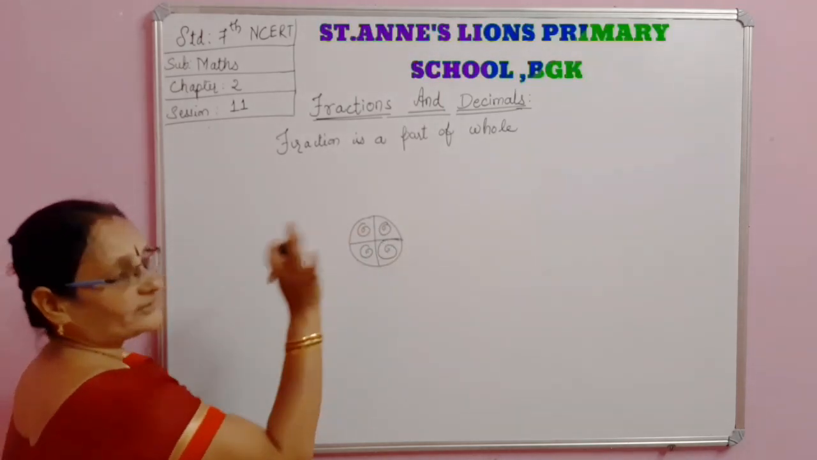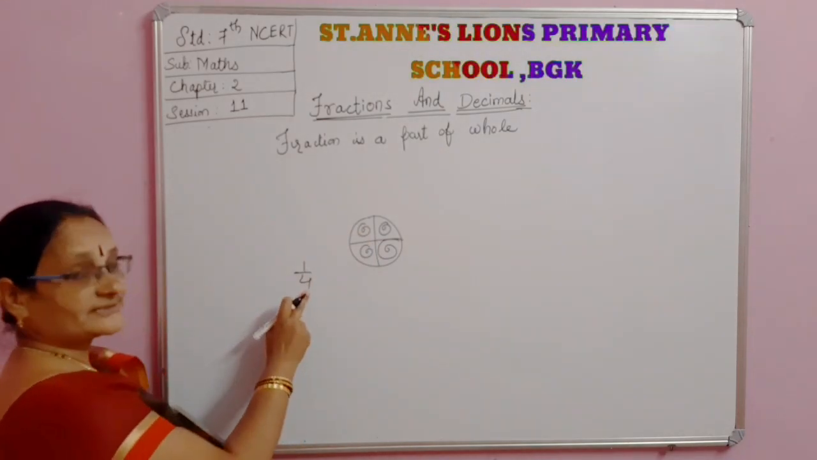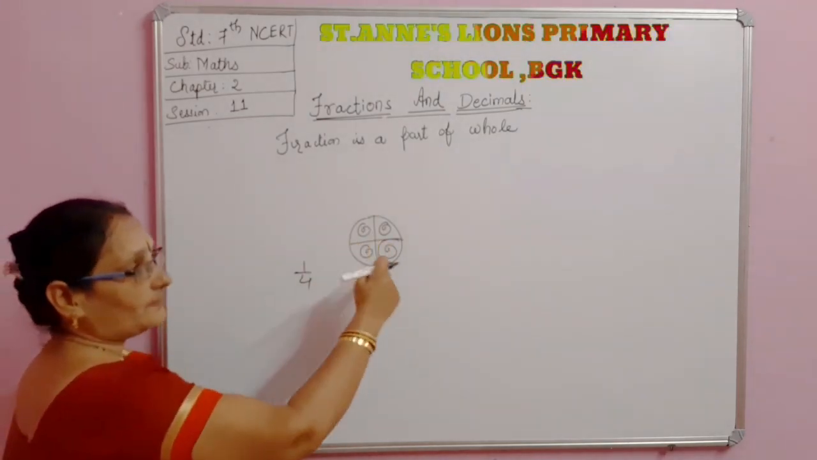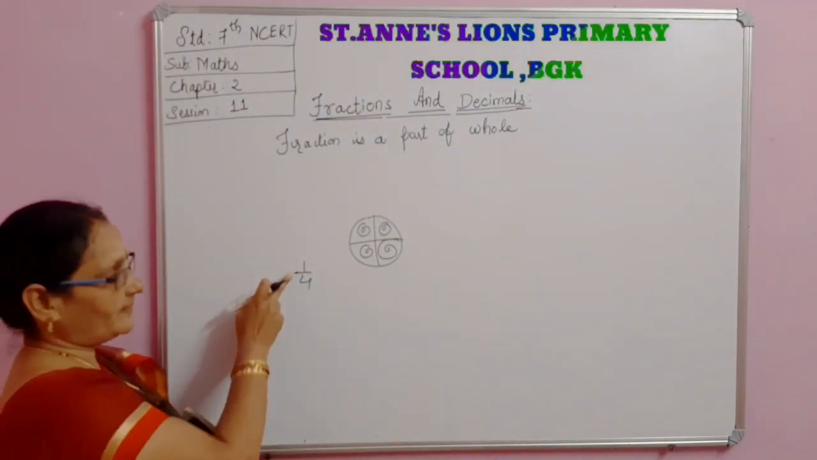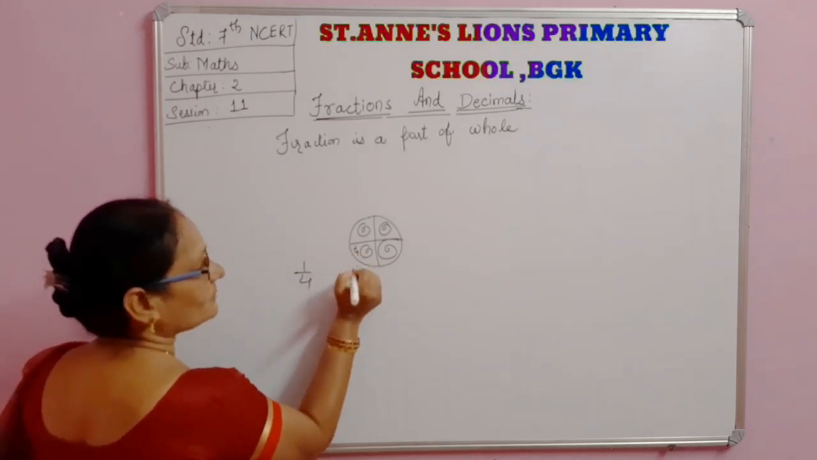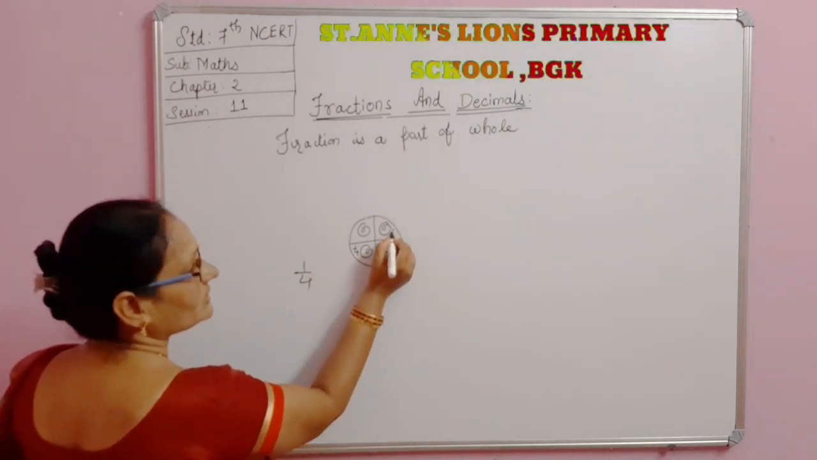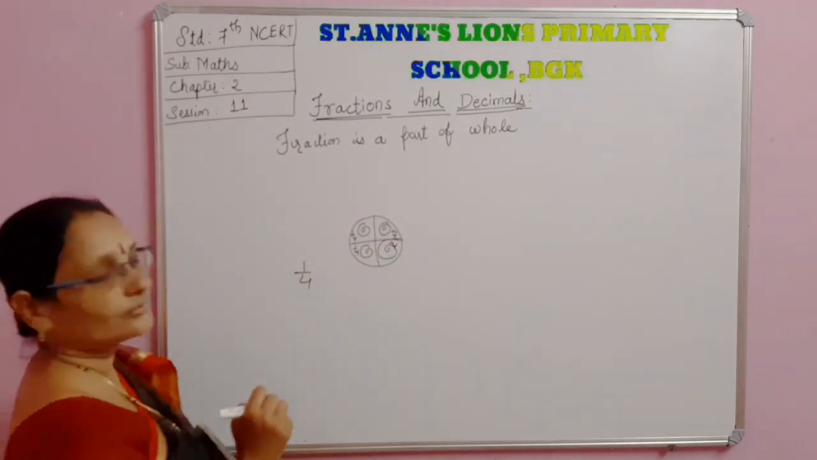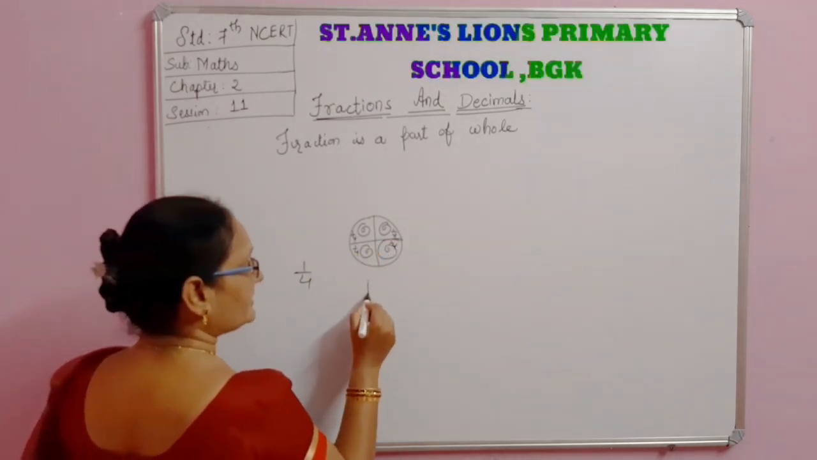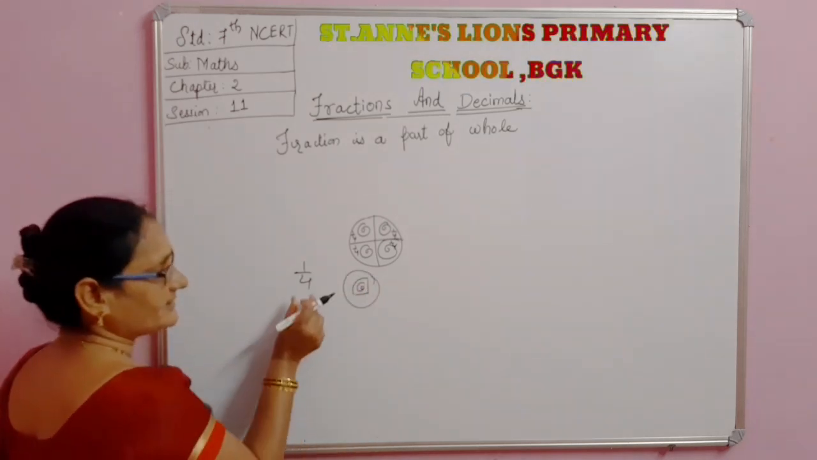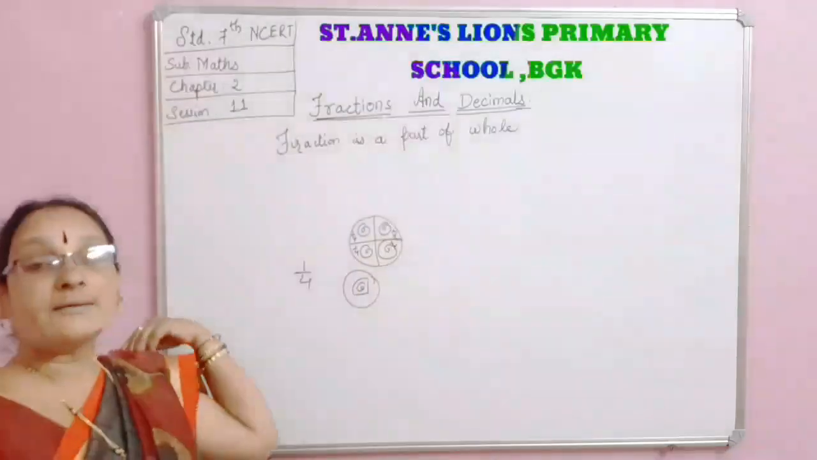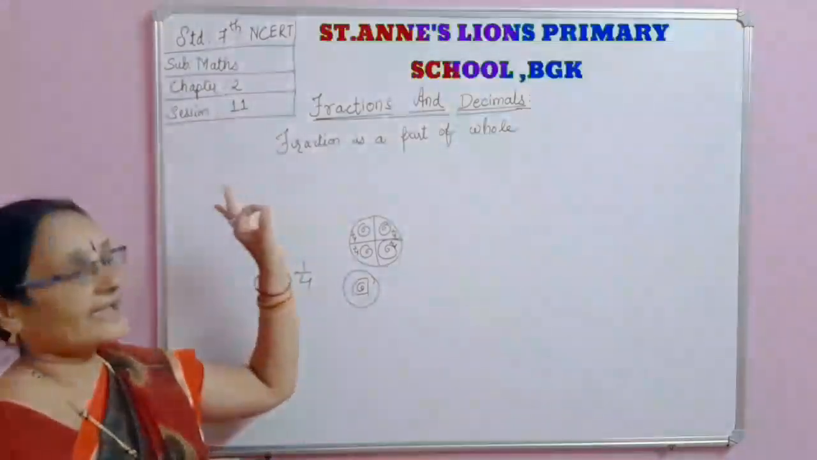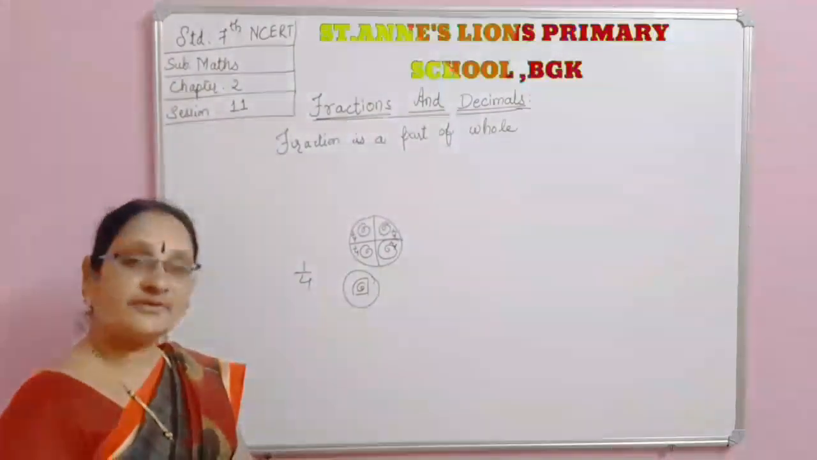Here how many parts are there? 4 parts are there. Total number of parts here, 4 parts. In how many biscuits we have done? In one biscuit we have done. So 1/4. So each part is 1/4. This also 1/4. This also 1/4. This also 1/4. See, this part is nothing but 1/4 of a biscuit. This is what fraction. Fraction is part of a whole. This is the actual definition of the fraction.